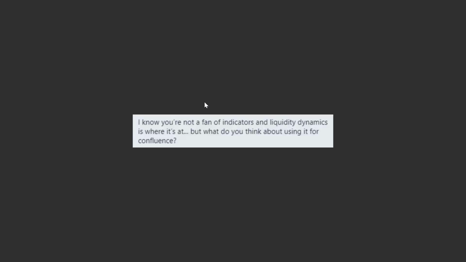Okay, I know you're not a fan of indicators, and liquidity dynamics is where it's at, but what do you think about using it for confluence? And I already kind of answered this on Twitter, but just for the sake of the others, it's an interesting question. I don't use any indicators myself, but I'm not totally averse to them. It really all depends on what you're using and how you're using it.